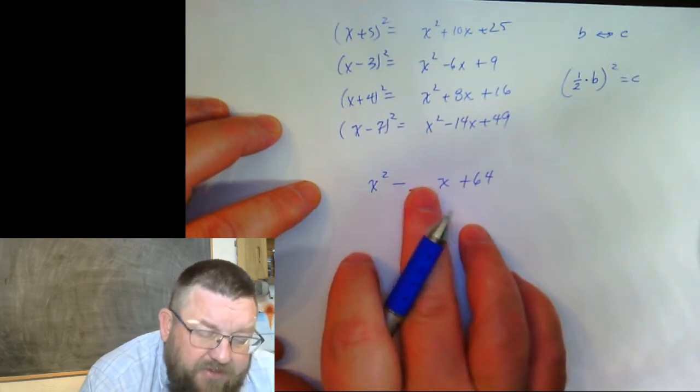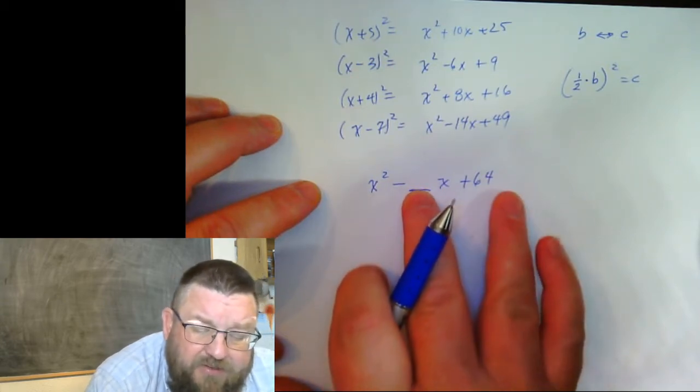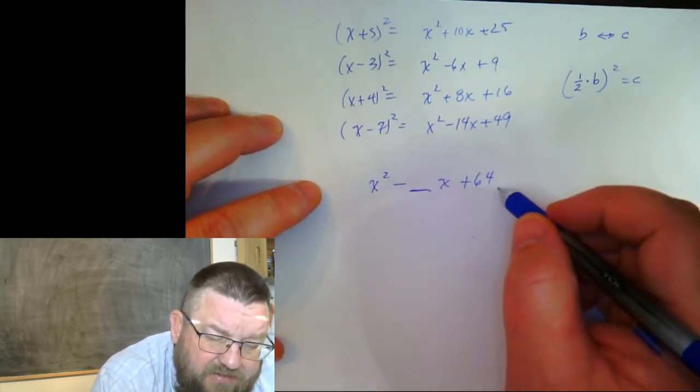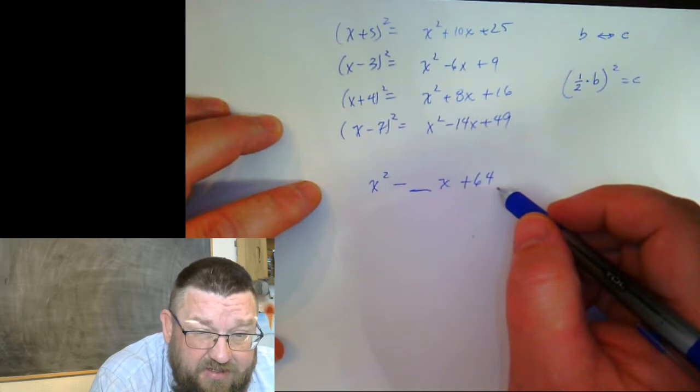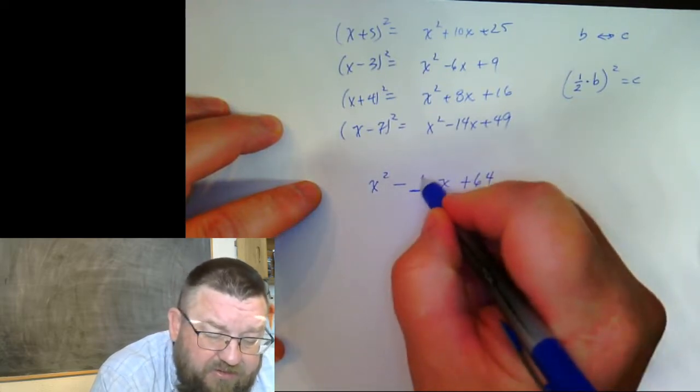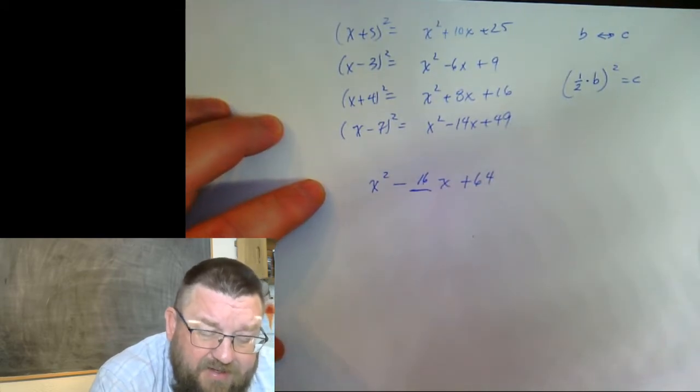So here's what you'd have to ask yourself. Half of what squared is 64? Well, isn't half of 16 squared 8, and 8 squared is 64? Or sorry, half of 16 is 8, and 8 squared is 64. So this would have to be a 16. Do you see? Yeah, that's how it works.